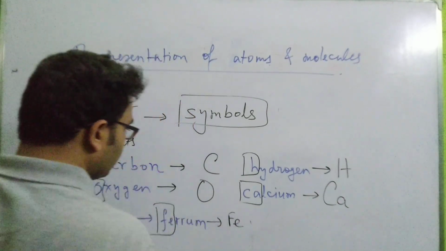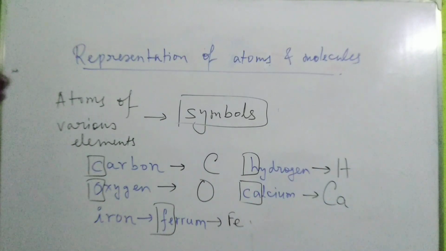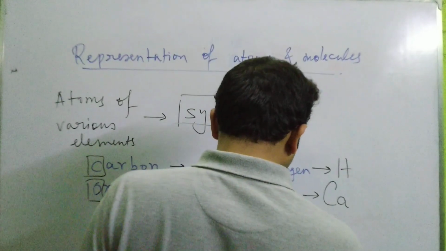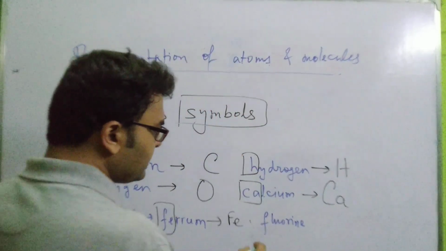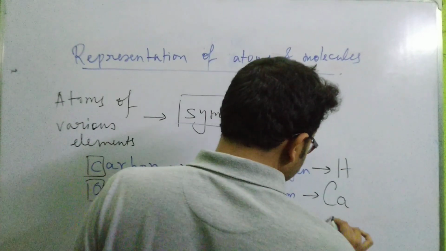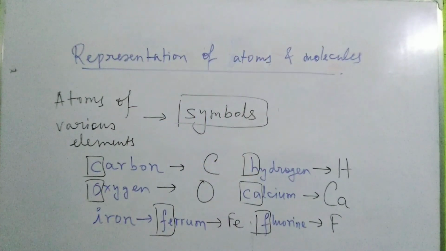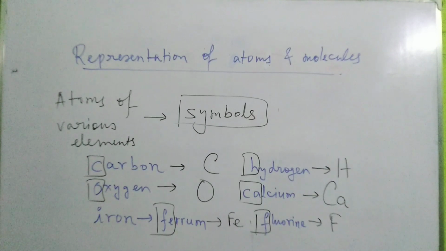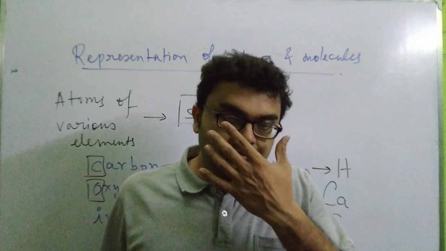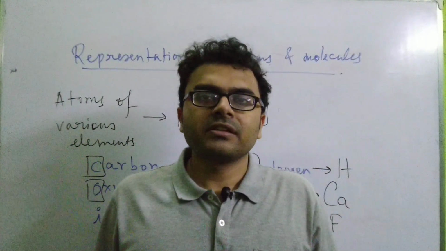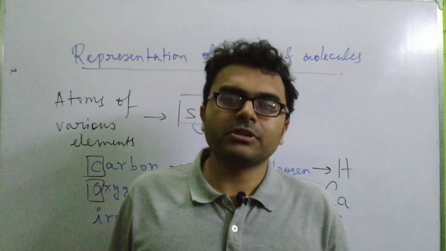Now you might be questioning, sir, why Fe and not only F? Because you have already the element fluorine. This element has already been previously assigned the letter F for its symbol. So for iron, the F symbol is not used alone; it is used along with the E. So Fe is the symbol of iron. Like this, each element has a symbolic representation which is called the symbol of that particular element.